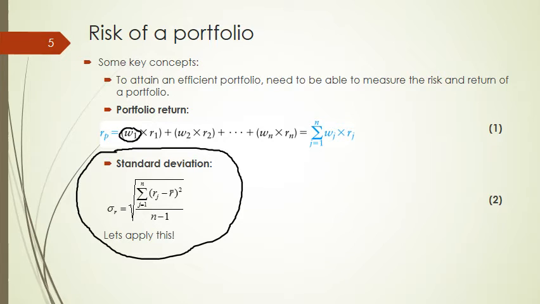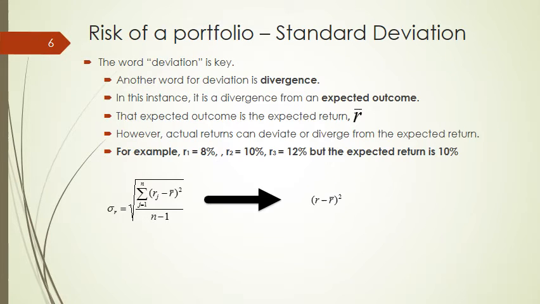And I think it requires a little bit more attention than is given here. So let's go into the second slide. The operative word in the term standard deviation is deviation, and this is central to the elaboration of the concept of standard deviation. What we are doing by measuring the standard deviation is measuring the divergence, which is another word for deviation, of the actual outcome from an expected outcome.